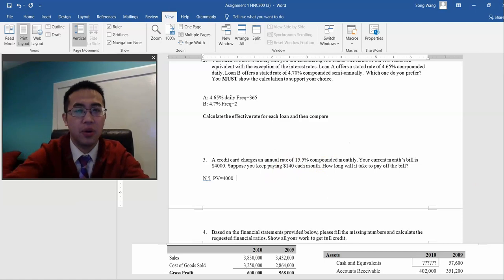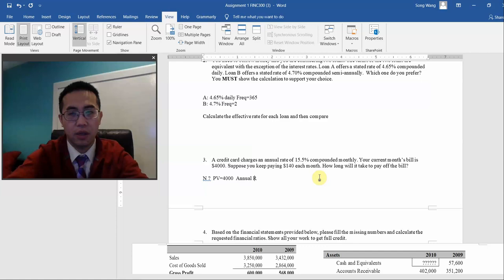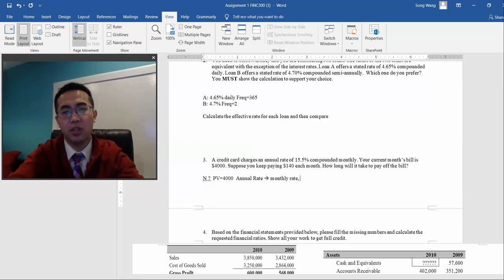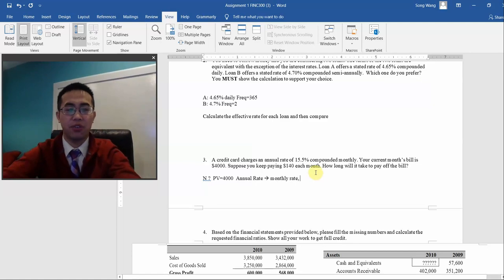You should know that the annual rate here is 15.5%, but it's compounded on a monthly basis. So you need to convert it to a monthly rate. And also your payment is $140 each month, and then you need to solve for n, and there's zero future value.